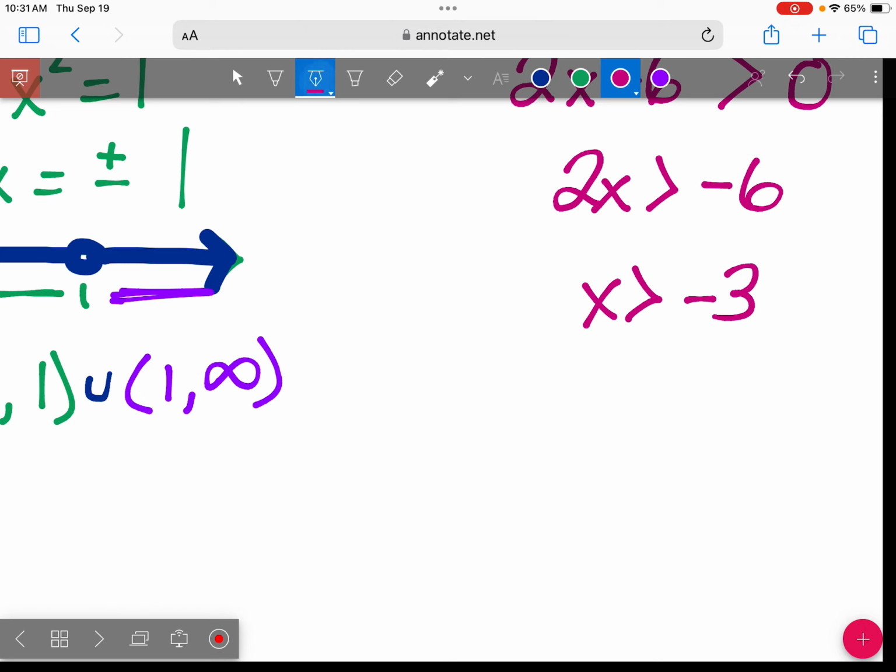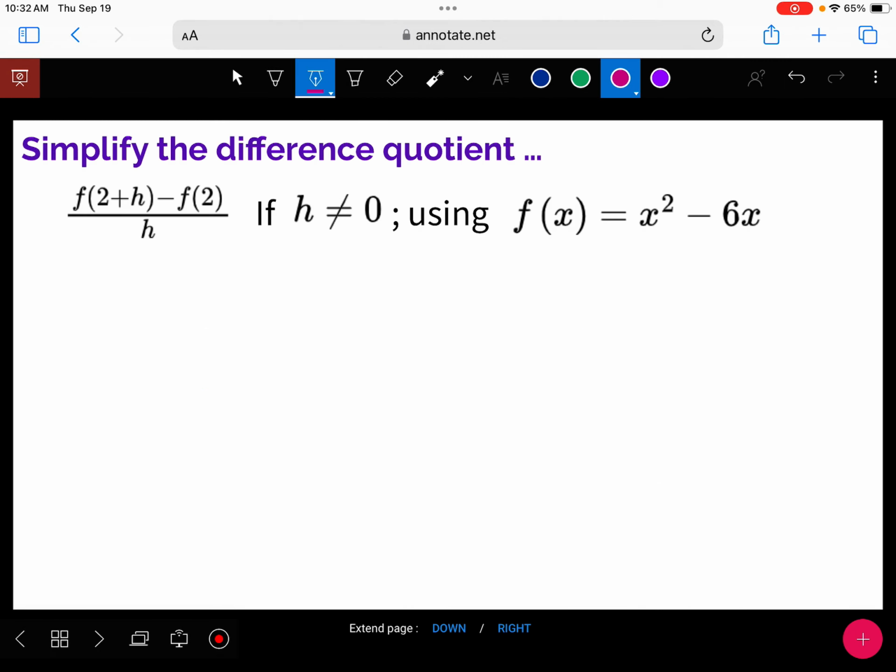As an interval, negative 3 to infinity. Parentheses on both because it's greater than, not greater than or equal to. Okay? Questions on these three? One more type of question. Last one. Okay? Because sometimes in the homework they're going to give you a difference quotient and a number.